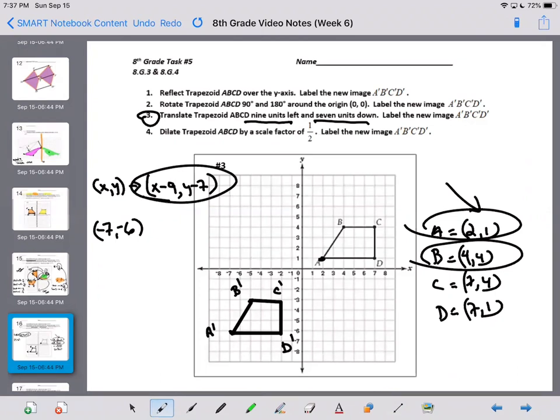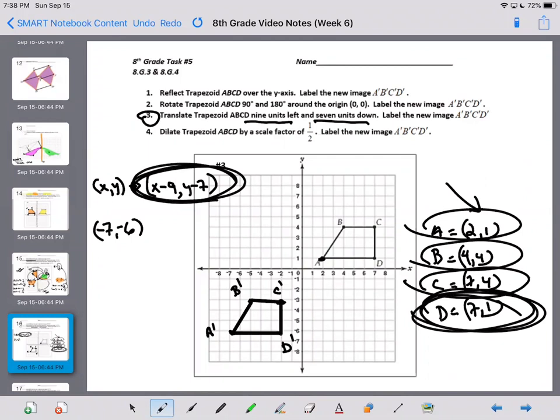But if you take 7, 4, what's 7 minus 9? Well, that's negative 2. 4 minus 7 is negative 3. So if I go to the left 2 and down 3, I land on C. D is 7, 1. So if I take 7 and subtract 9, I'm at negative 2. And then if I take away 7, D was at 7, 1, right? And then if I go from here and apply the rule, 7 minus 9 is negative 2, but then I'm going to take 1, take away 7, it puts me down here at negative 6.